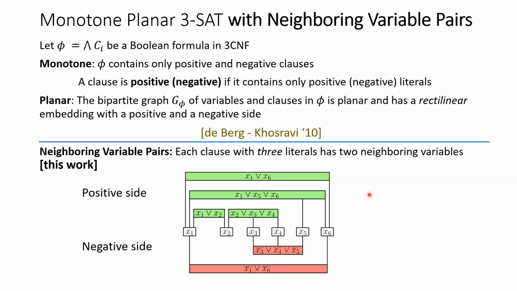So this was known to be hard, and we additionally require each clause with 3 literals to have 2 neighboring variables. What this means is 2 variables that are adjacent on the variable line, such as x5 and x6 here. And the instance that you can see here actually satisfies this requirement.